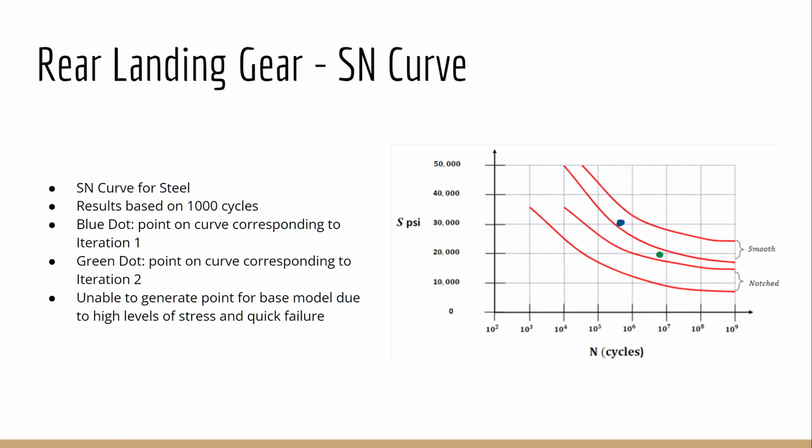For fatigue analysis of the landing gear, results were found based on 1000 cycles of condition 1. The blue dot is iteration 1's result, and the green is iteration 2's. Fortunately, both iterations exhibit excellent fatigue results. Both lie under their desired curve, the uppermost red line in the smooth section, so neither poses an issue of failing due to fatigue.